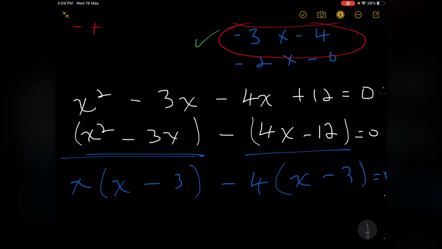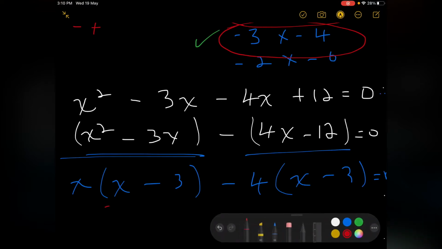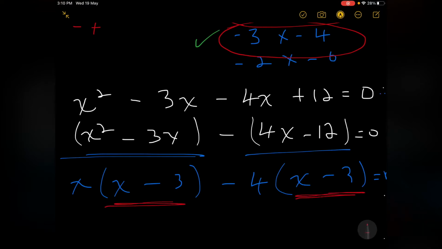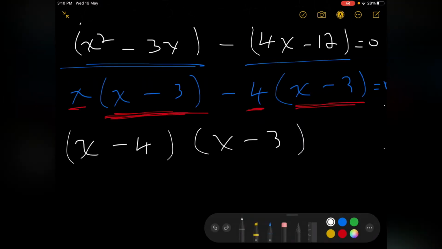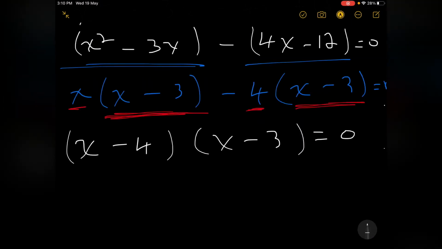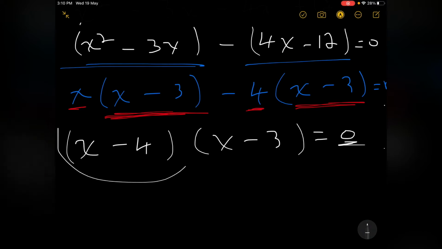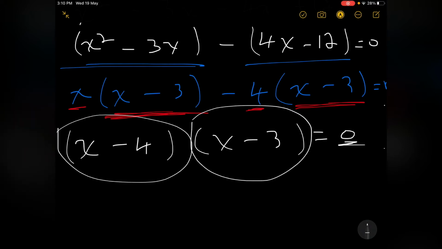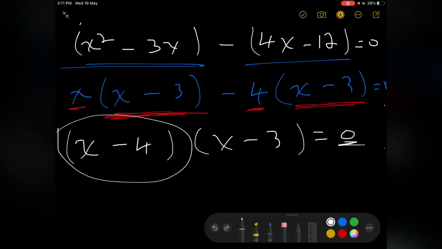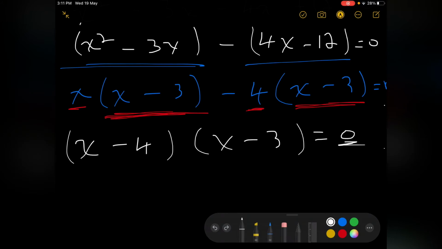These are equal to 0. Now we see that in both brackets we have the same term. So we're going to have this bracket being multiplied by x minus 4. From the last video, we know that when multiplying and it's equal to 0, then either this is equal to 0 or this is equal to 0. So we're going to equate both to 0.